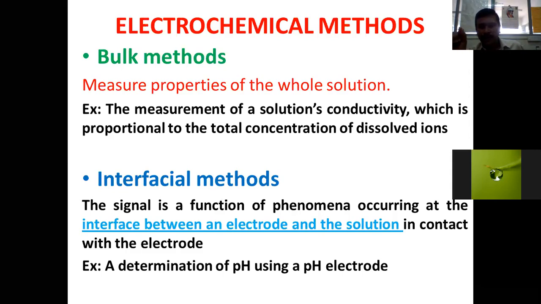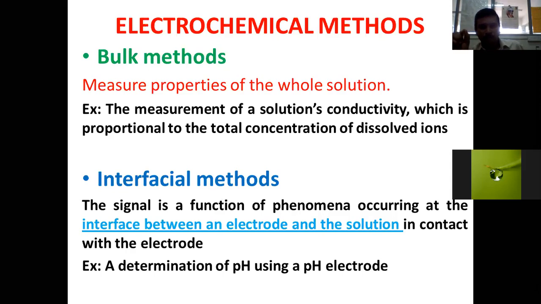In the interfacial methods, what is the process occurring between the electrode and the solution interface? You immerse the electrode into the solution. Not 100% of the electrode body is responsible for measuring the electrical property, be it current or potential. The tip of the electrode is immersed into the solution, and between the electrode surface and the solution there is an interface. The analyte contribution at the interface between the electrode surface and the solution is employed in the interfacial methods.